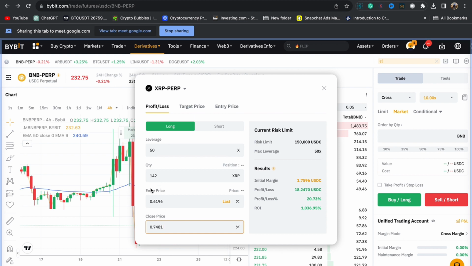So now we have our entry, which is where we entered the market. Then I'll take profit here. If the trade goes well, we are going to make $18 profit. You can do this for all the trades that you are going to take, so that you know that if this trade goes well, this is how much I'm going to make.